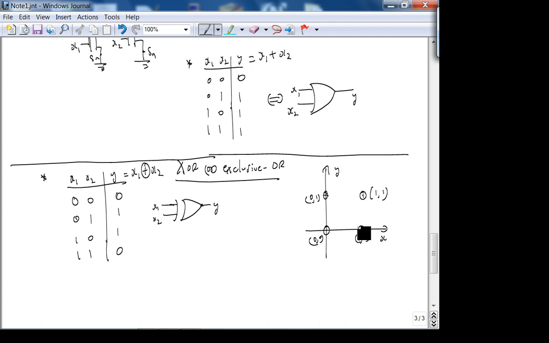I want you to color this ball black if the corresponding output of the logic function is 1, okay? So for the exclusive OR, which balls are colored black? Okay. So this is exclusive OR. Agreed?